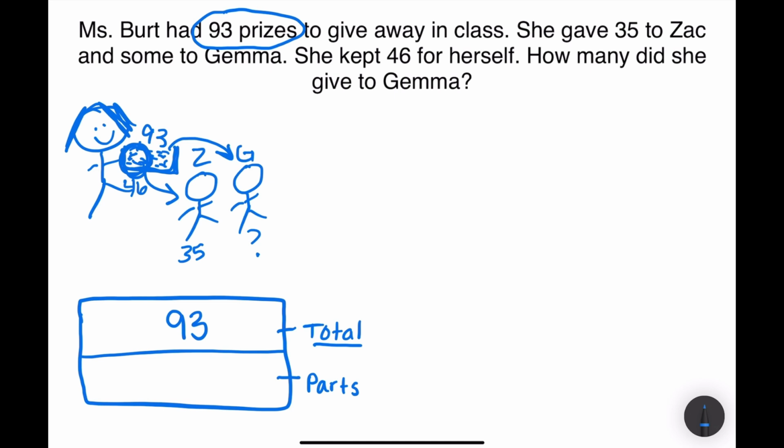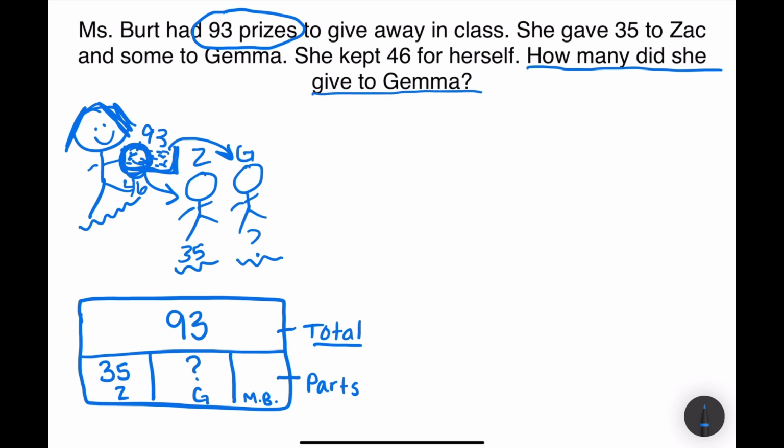And then we have to figure out the parts. And if you look at my visualization, you can see the parts. I have the part she kept for herself. I have the part she gave to Zach. And I have the part she gave to Gemma. So there's 3 parts in this problem. Zach, Gemma, and Miss B. Okay, Zach got 35. We don't know how many Gemma got. That's what we're trying to find out. How many did she give to Gemma? And she kept 46 for herself.